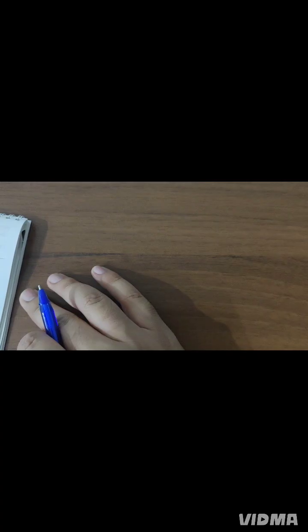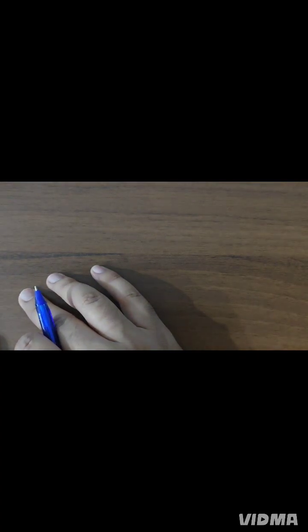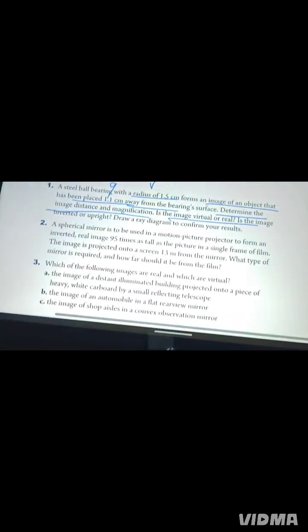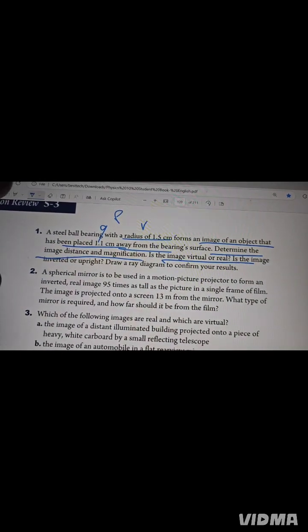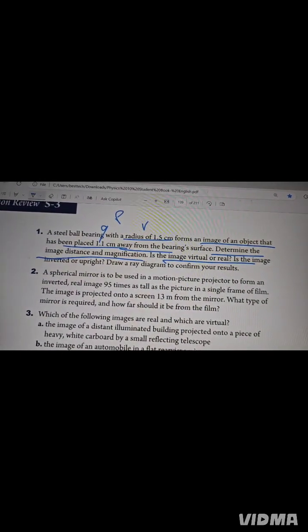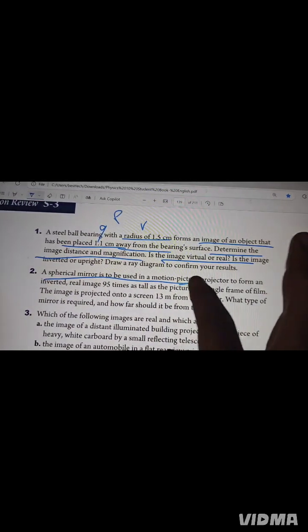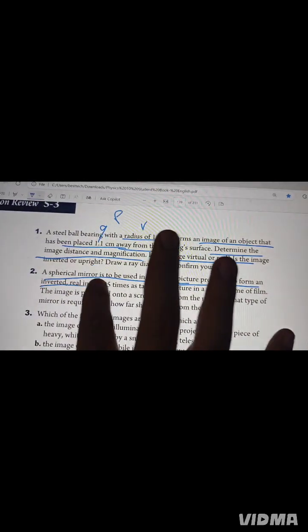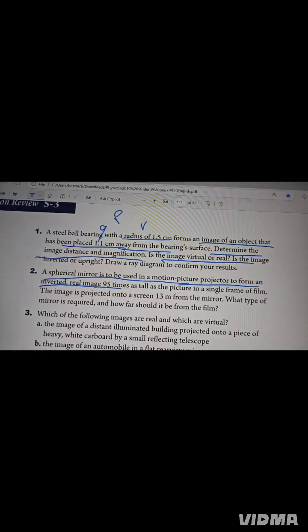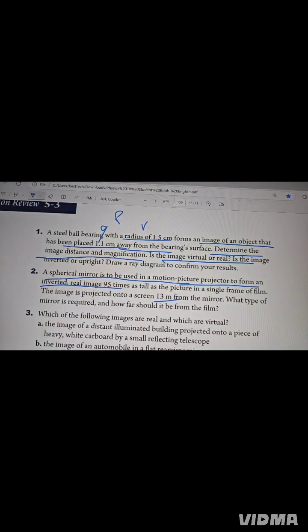Question 2. A spherical mirror is to be used in a motion picture projector to form an inverted real image 95 times as tall as the picture on a single frame of film. The image is projected on the screen 13 meters away. What type of mirror is required? How far should the film be from the mirror?